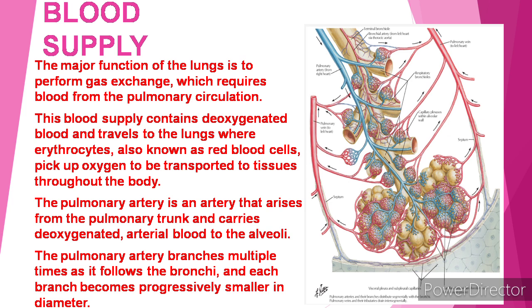And the pulmonary artery is an artery that arises from the pulmonary trunk and carries deoxygenated blood to the alveoli. The pulmonary artery branches multiple times as it follows the bronchi, and each branch becomes progressively smaller in diameter. One arteriole and an accompanying venule supply and drain one pulmonary lobule as they near the alveoli.